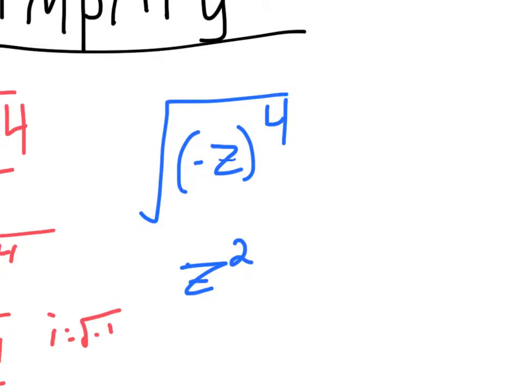So whenever you take the square root of something, you're raising something to the 1/2 power. So 1/2 times 4 makes 2.